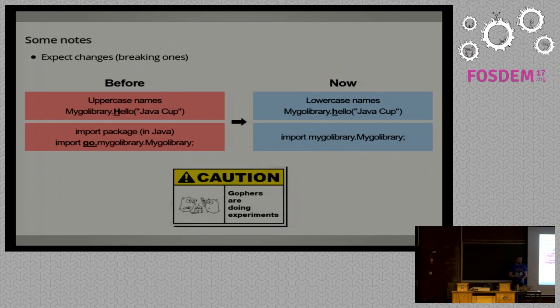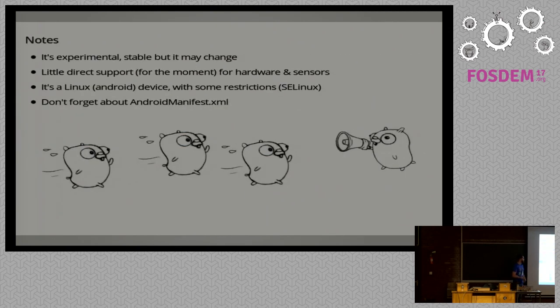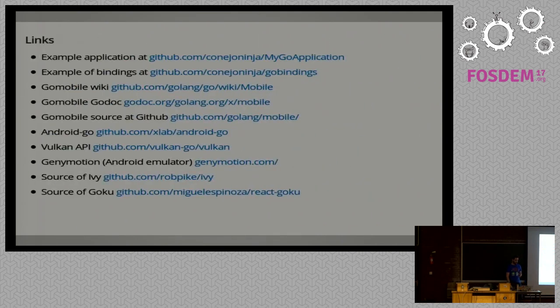But Gomobile itself is very, very stable. It's experimental, it may change. There is little support for hardware and sensors for the moment, like access to the camera, USB, or maybe the gyroscope. Don't forget it's a Linux device with some restrictions. For example, to communicate with the USB, we use a Linux driver written in Go. And also in the Android manifest, you need to put some information there.